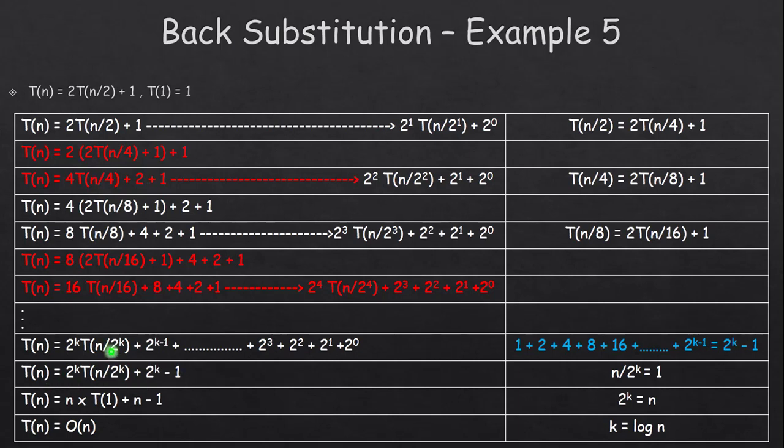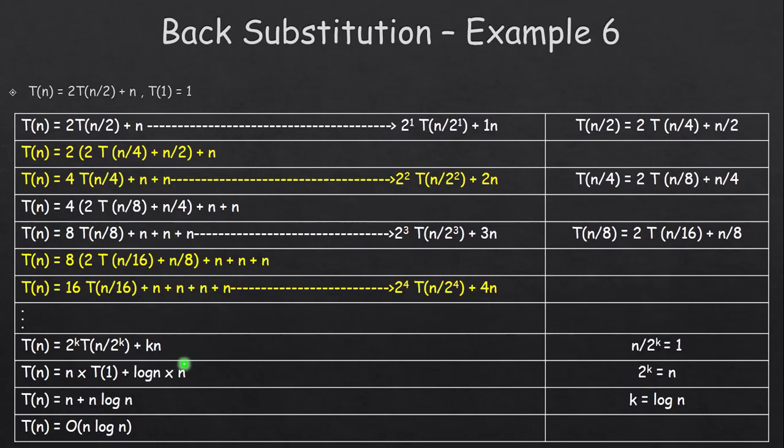So at some point this n by 2 raised to k becomes 1. At that time 2 raised to k equal to n. So taking log on both sides, k equal to log n. So in place of this 2 raised to k, I am substituting n. In place of this T(n/2^k), I am giving it as T of 1, since this n by 2 raised to k is 1. And this 2 raised to k is written as n. It is actually n into 1 plus n minus 1. That is n plus n minus 1. So the higher order term is n. So the complexity of this entire procedure is O of n.